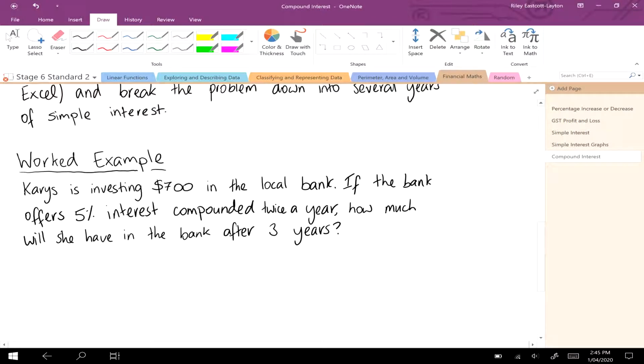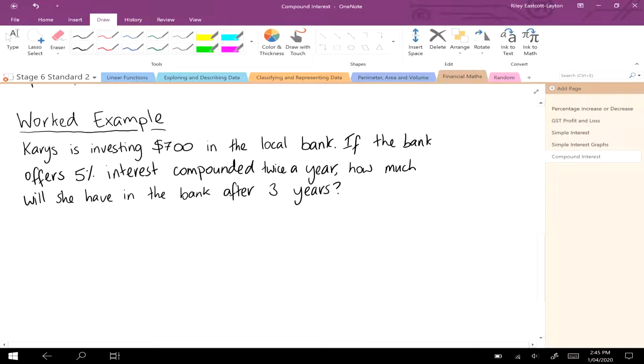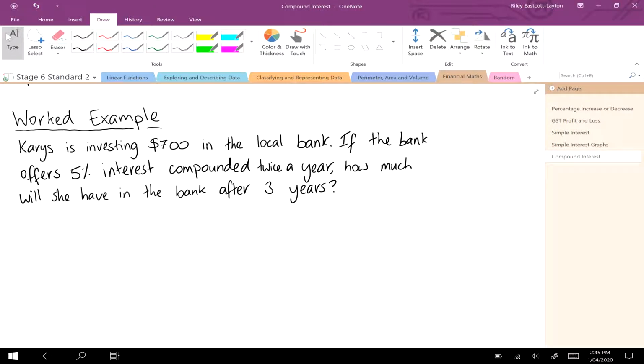I've got a problem here. Karis is investing $700 in the local bank. If the bank offers 5% interest compounded twice a year, how much will she have in the bank after 3 years? So I'm going to jot down a few things. First thing I'm going to jot down is the initial amount. Our initial amount is $700. Next, I'm going to say what our rate is.